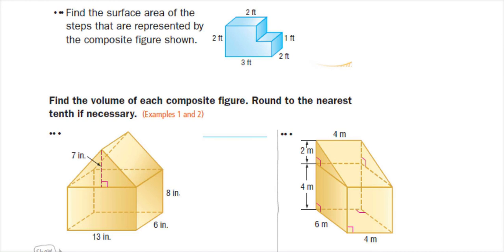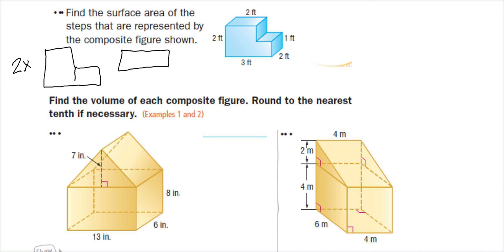Okay, we're going to find the surface area of the steps that are represented by the composite figure shown. Okay, so let's draw this out. So we have a little stepping part here. We're going to have two sets of those. Okay, and then I have, this is 2, and then we can bring that level up. So that would be 3 by 2.